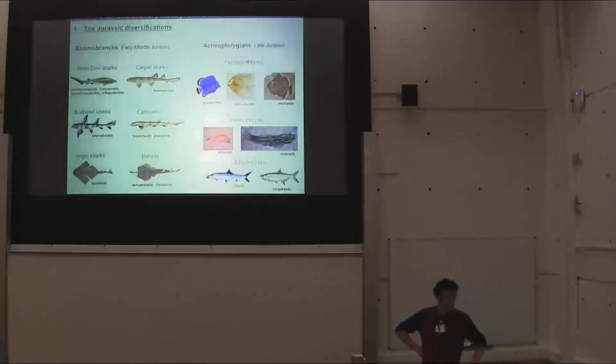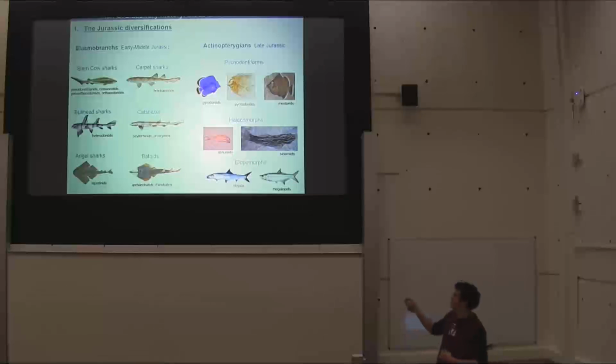For the Actinopterygii in the late Jurassic, it's mainly those guys here, the Pycnodontiforms, that are involved in the diversification, along with some Halecomorphs and Elopomorphs.